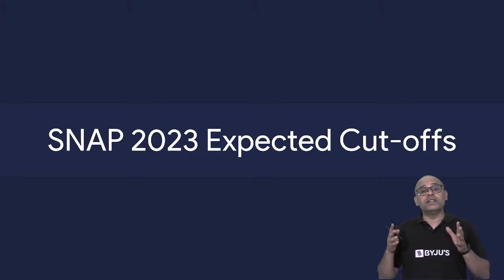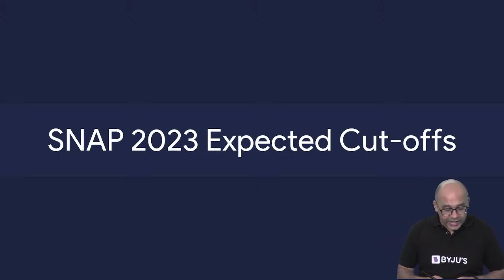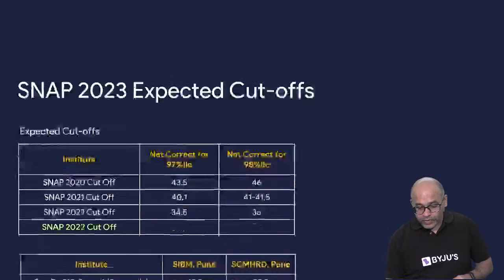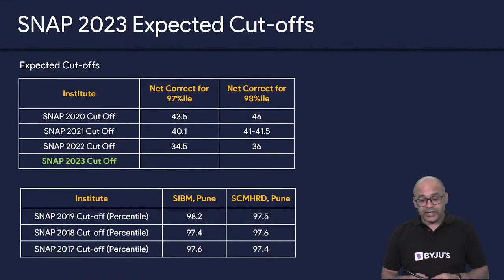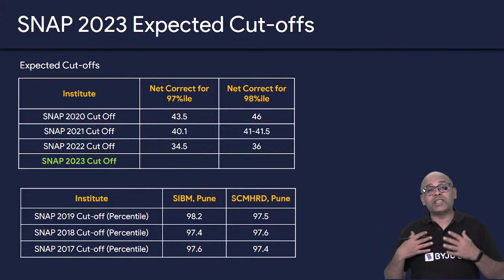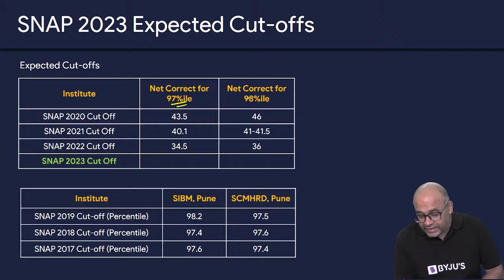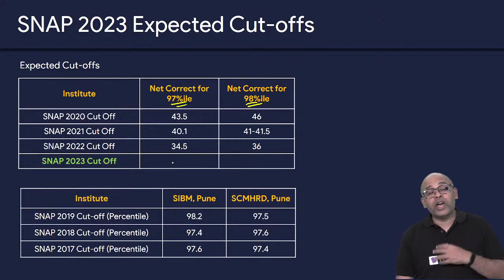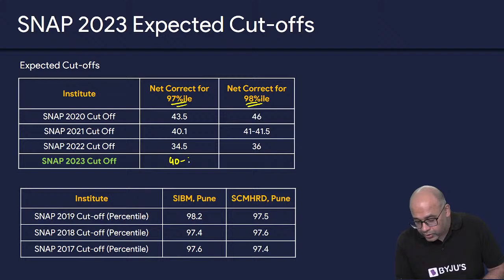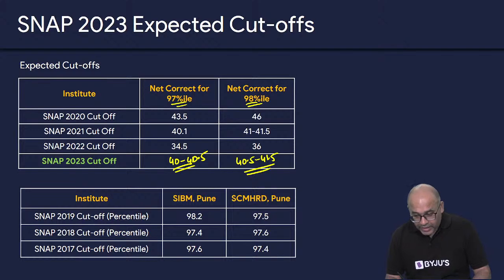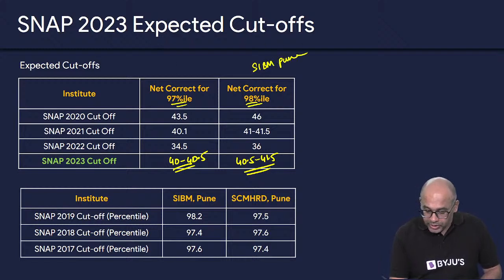Right, so that is the list of questions that I have. Let's go ahead and take a look at the cutoffs. Okay, so the most important cutoffs right now. What we expect this year for 97 percentile and 98 percentile, we are predicting somewhere between 40 to 41. In fact, I would say 40 to 40.5, and I would say 40.5 to 41.5 will be your 98 percentile. So this is for your SIBM Pune, and this is going to be your SCM HRD.